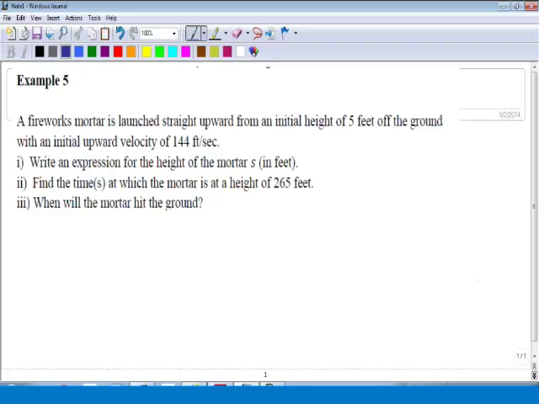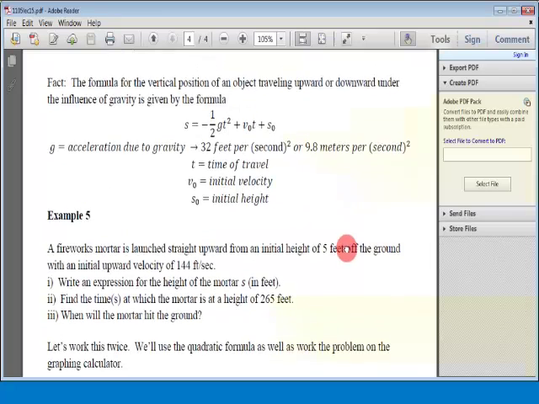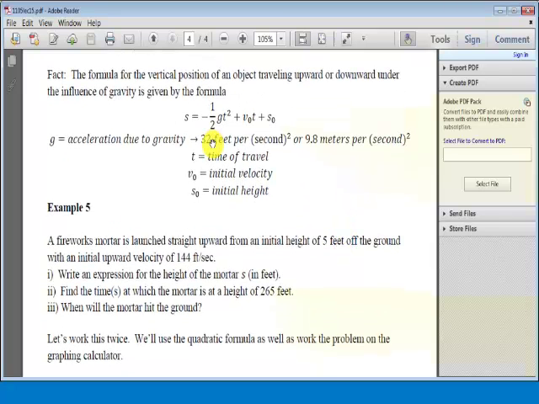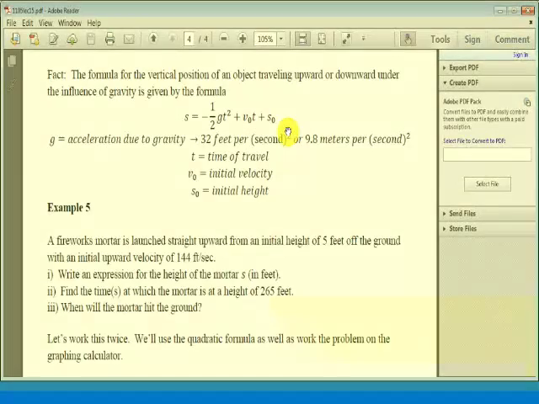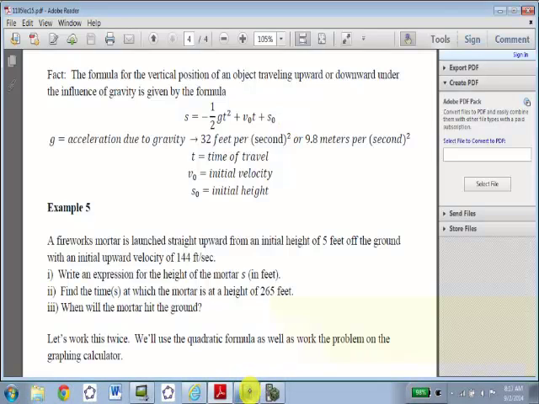In fact, let me go ahead and look and see. This will be given to you, this negative 1/2 g t squared plus v sub 0 t plus s sub 0 using 32 feet per second squared for the g. And since this is in feet, and the initial velocity of 144 feet per second and initial height of 5, so this information will be given.